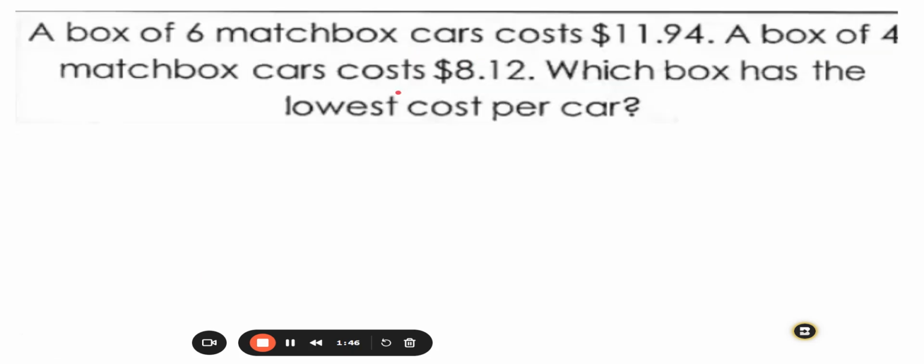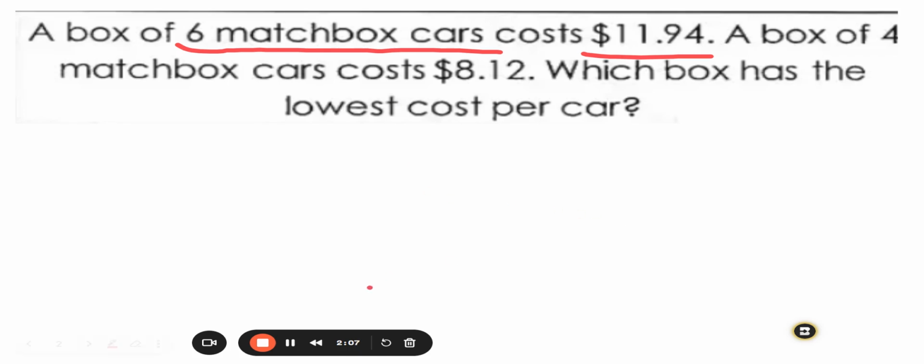All right, this is an example of the second type of question. So this is question number 2 on your worksheet, but this is an example of the different type of question where you're going to have to solve, but you solve it a different way. So I'm going to show you guys how to do that here. So it says a box of 6 Matchbox cars costs $11.94.